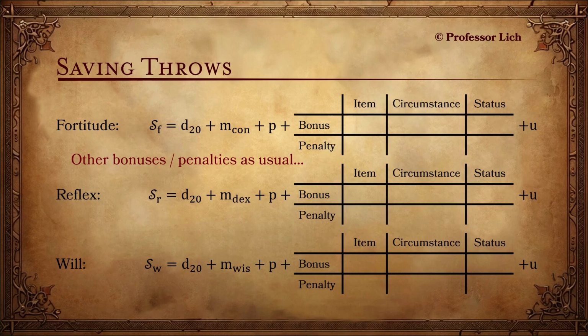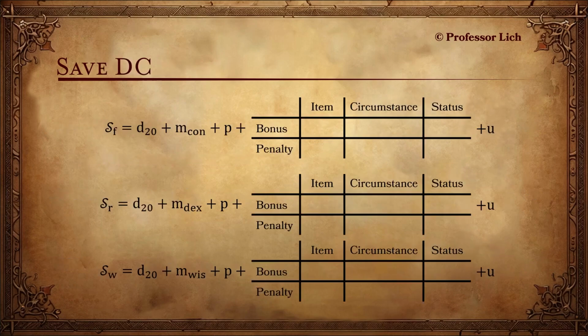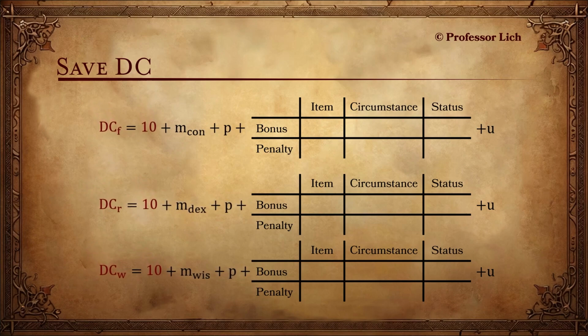Just as with previous rolls, there is an associated DC. They're the save DCs, and you get them exactly as you would expect at this point: difficulty class fortitude, difficulty class reflex, and will. All you have to do is replace this number with a 10, and that's it.